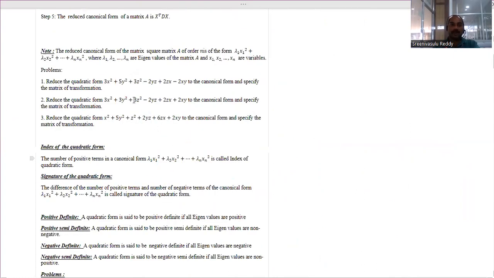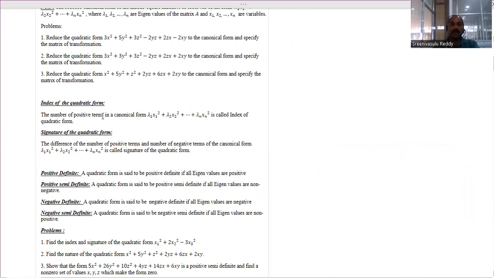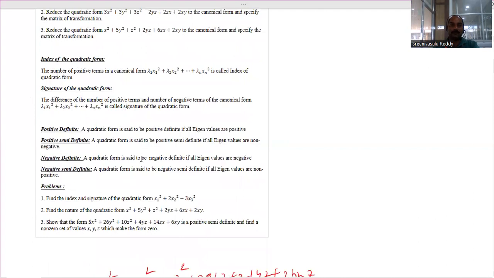Another set of definitions in the quadratic form. These are the definitions. Index of the quadratic form: the number of positive terms in the canonical form is called the index. Actually, find the eigenvalues; the number of positive eigenvalues is nothing but the index of the quadratic form, because in the canonical form all coefficients are eigenvalues. How many eigenvalues have a positive sign? That number is the index of the quadratic form.